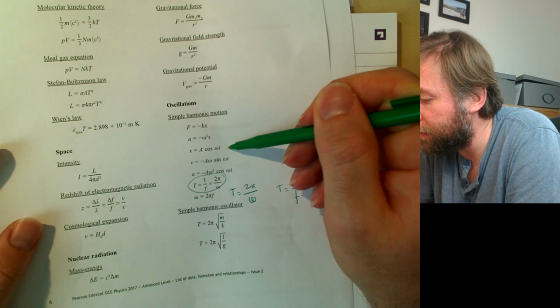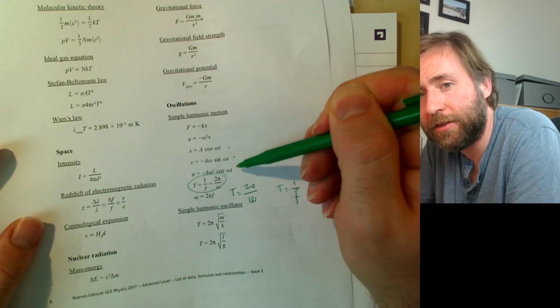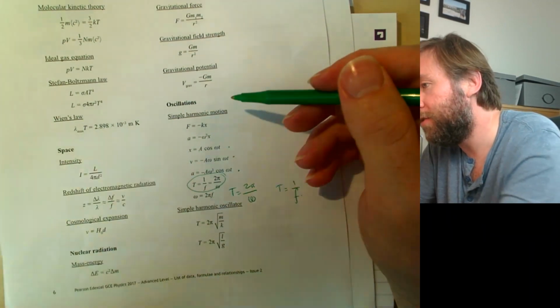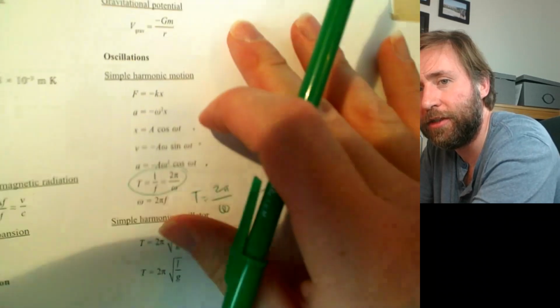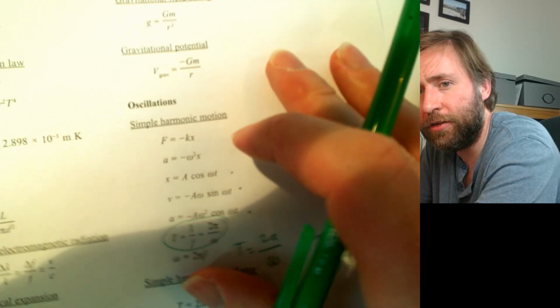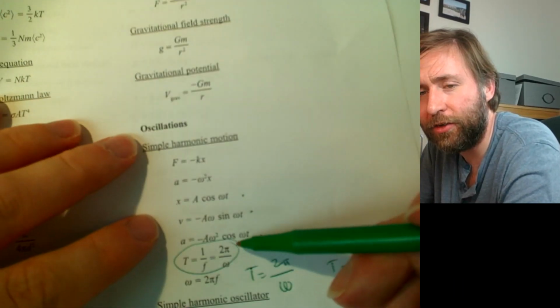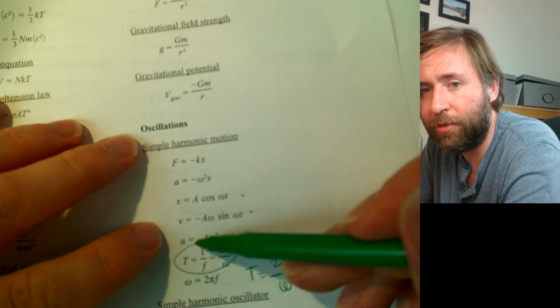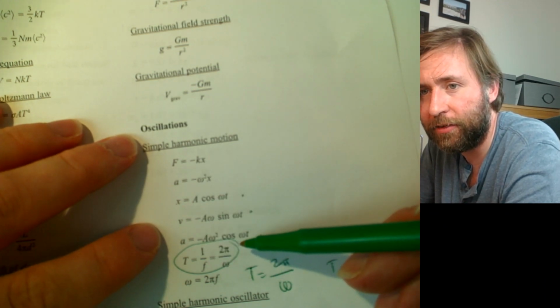This is the displacement equation. This is the velocity equation. This is the acceleration equation. Now, if you do maths, then you'll be familiar with this. But notice, cos, sine, and cos again, or minus cos, in fact, in this case.